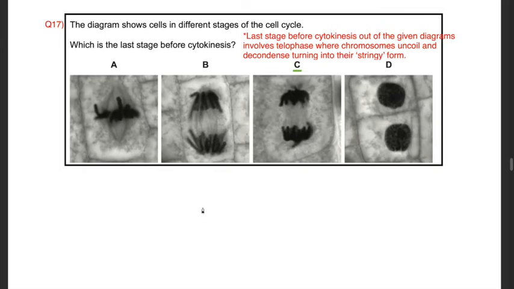Why are the other answers incorrect? A represents somewhat of metaphase, where the chromosomes are aligned towards the equator or middle of a cell. B represents anaphase, where chromatid separation occurs. D represents cytokinesis, hence not the last stage before cytokinesis, whereas C represents telophase. As you can see, the chromosomes are uncoiling and decondensing towards their stringy form. Therefore, C is the correct answer.